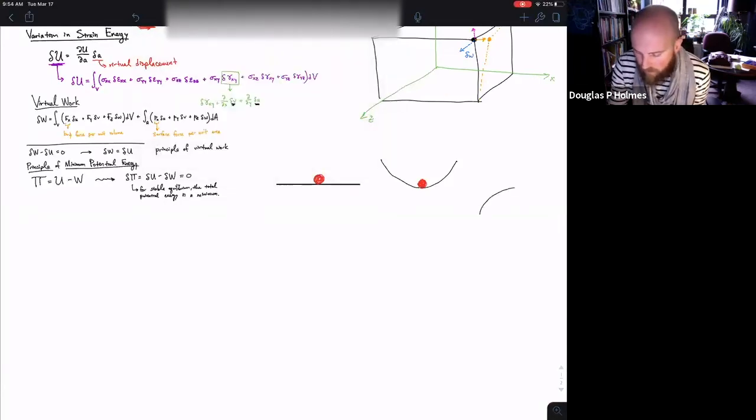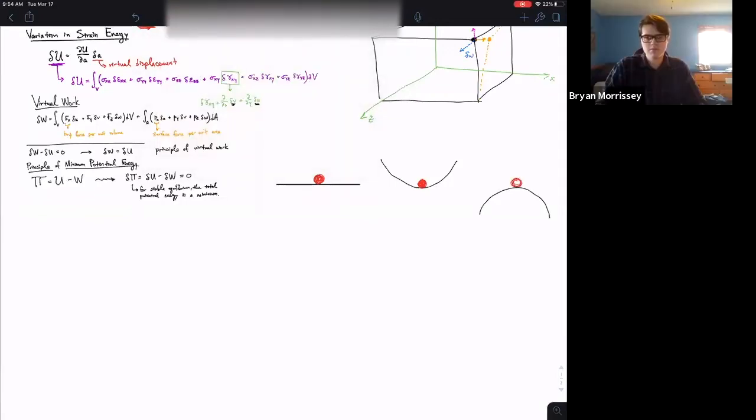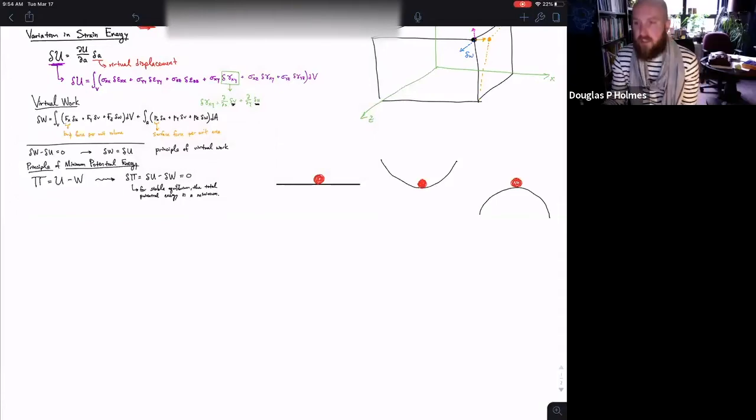If I take my ball and I put it on a hill like that, I would say, oh, something looks off. What we're actually doing here is this virtual displacement. What happens if I take this ball and give it a slight displacement in that direction? The question we are asking ourselves is, does it come back or does it keep going? If it comes back, then it's in a stable equilibrium state. If it keeps going, then it's in an unstable equilibrium state.